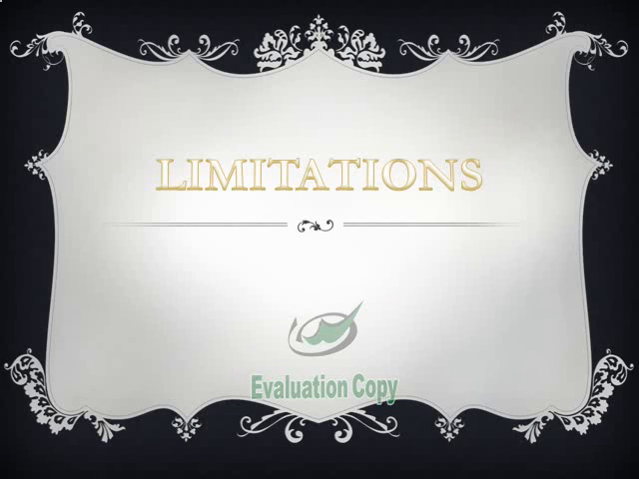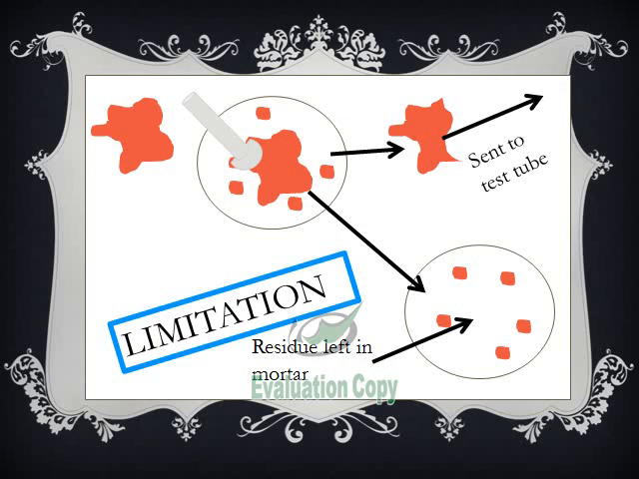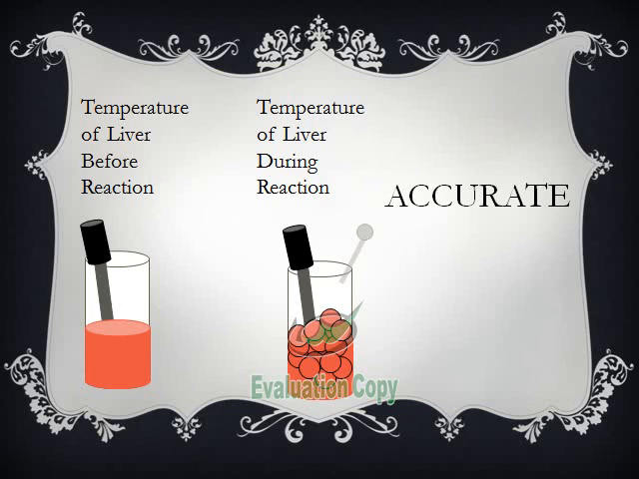However, although our hypothesis was disproven, there are a number of limitations that may have distorted the data. The first limitation was the inexact mass of liver. Although the liver was massed, afterwards it had to be ground in the mortar. When the liver was transferred from the mortar to the test tube, there was still residue left in the mortar, meaning that the mass of liver used was less than the mass of liver originally weighed and recorded.